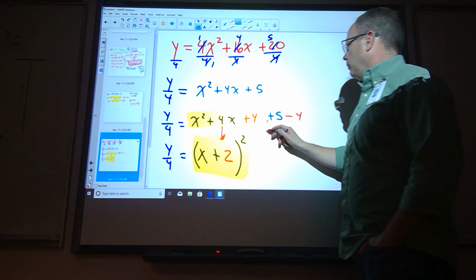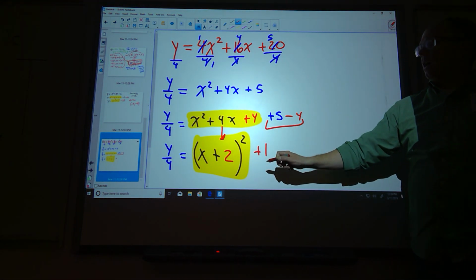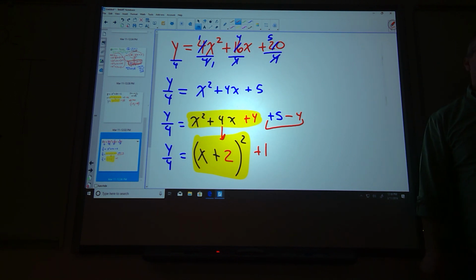And then there was one last thing. What if I combine those together, what do I get? 1. Okay, I'm so close to being done with this problem, but there's one last thing that I don't want to forget. What don't I want to forget? The 4 under the y. So that's y over 4.